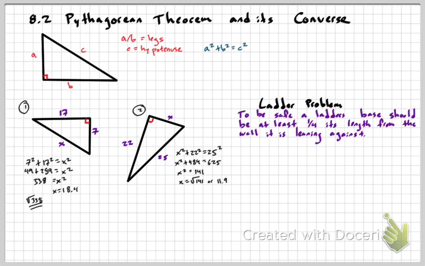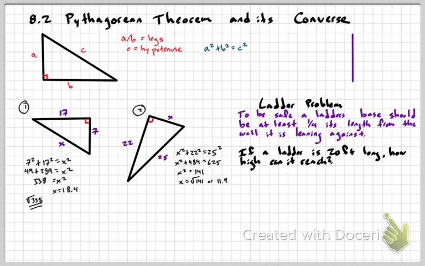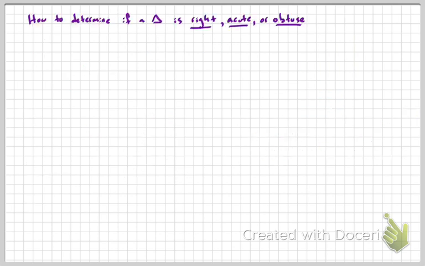Now let's take a look at a little word problem. Okay, so to be safe, a ladder's base should be at least a fourth its length from the wall it is leaning against. So if a ladder is 20 feet long, how high can it reach? Now, big thing to know, right? Let's say we've got our wall, and you've got your ladder right here. The further away I move the base of the ladder, obviously the lower on the wall I will reach. Okay, so if our ladder only has to be a fourth of the distance away, the closer we are to the wall, the higher our ladder will reach, right?